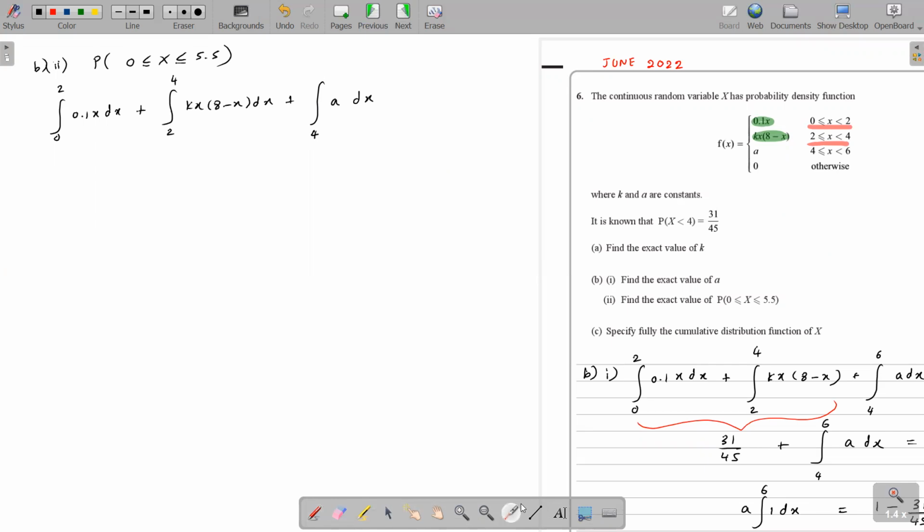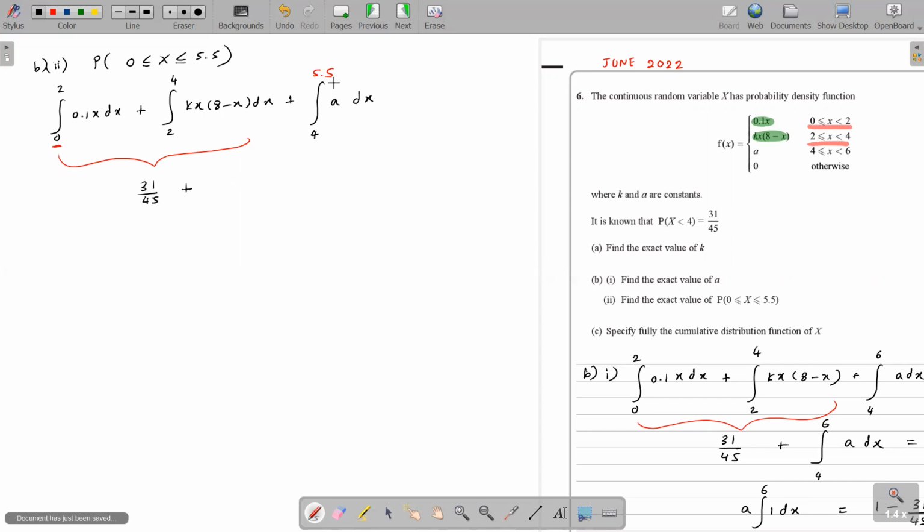Now, I don't use 4 to 6 now, because if I use 4 to 6, the total is going to be 1 as it's a PDF. But they want us to get the probability for x values starting from 0 until 5.5. So I will go from 4 to 5.5 because that's what they want. Once again, this region is the probability x less than 4, right? When you add these together, it's the probability x less than 4, which we know is given to us as 31 over 45. So that region is 31 over 45.